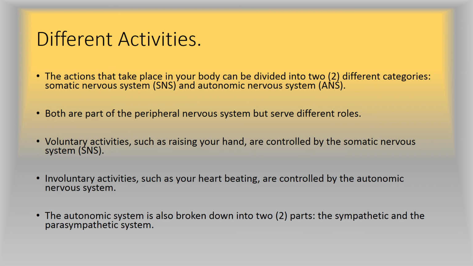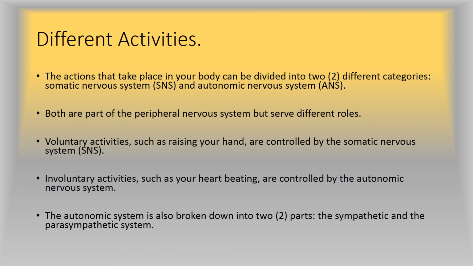Voluntary activities such as raising your hand or scratching your head because you have an itch are controlled by the somatic nervous system. So these are things that you do voluntarily, like picking up a pen or a pencil, holding a fork or a knife. Involuntary activities such as your heart beating or breathing or blinking are controlled by the autonomic nervous system. So these are things you don't control, so we don't think about, right? I mean, obviously when we go to sleep at night, our heart hopefully doesn't stop beating. We don't stop breathing. Our body, or the autonomic nervous system, keeps us breathing, keeps us alive, keeps our heart beating, keeps our lungs breathing.